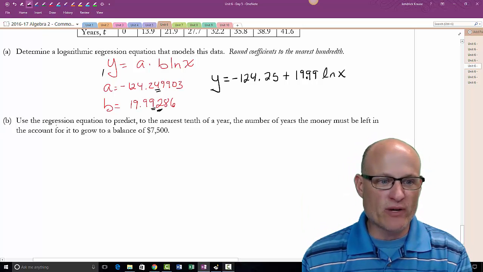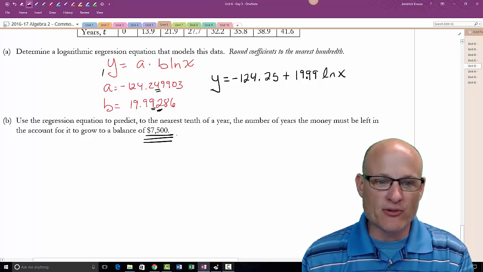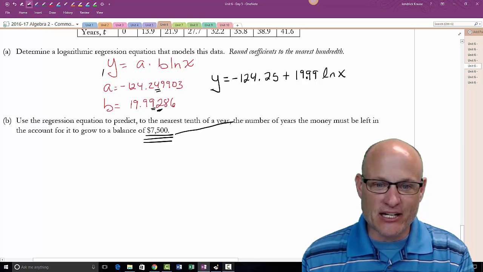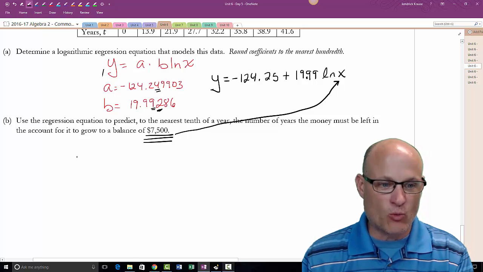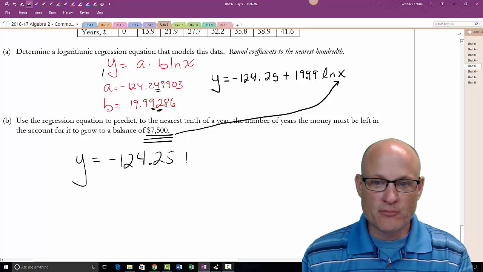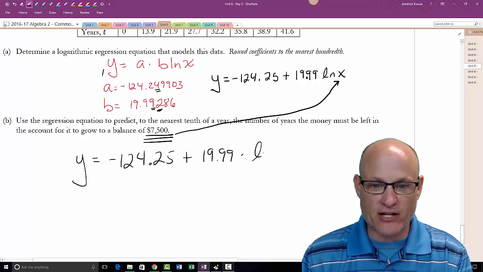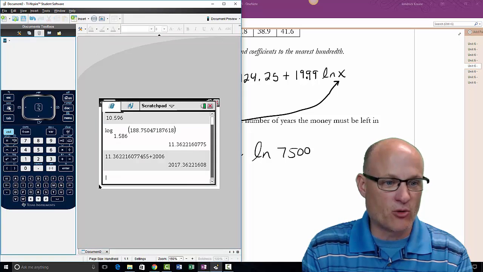So it says, use the regression equation to predict, to the nearest tenth of a year, when are we going to have $7,500? Now remember, in this case, that's the X going to go in for X. So this one's not too bad. I just want to figure out in what year. So I'm going to say Y is equal to -124.25 plus 19.99 times the natural log of 7,500. All right, not a problem. Go to my calculator. Big numbers, who cares? Calculator does all the work for us.